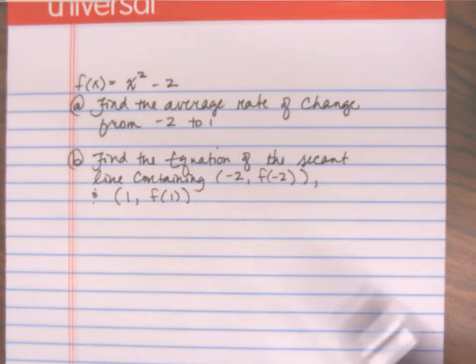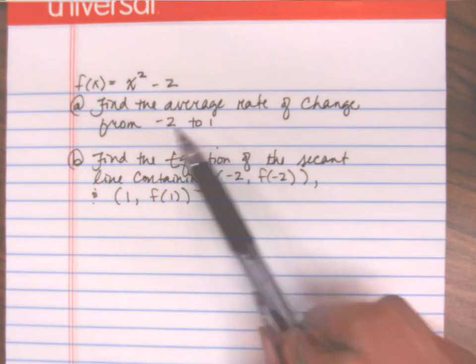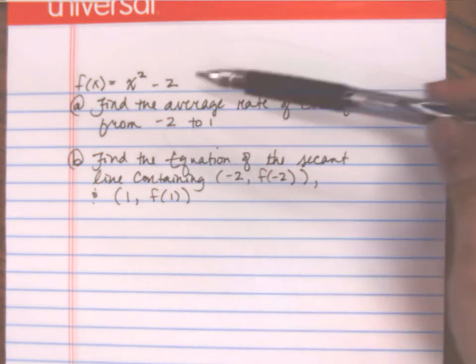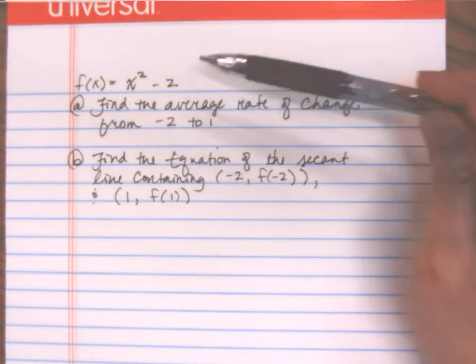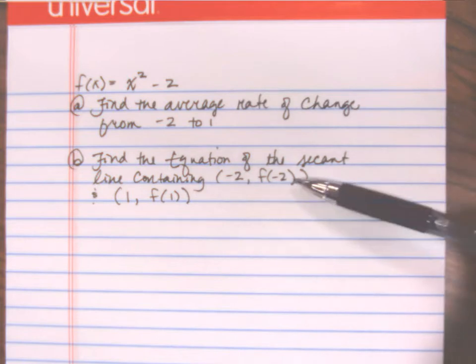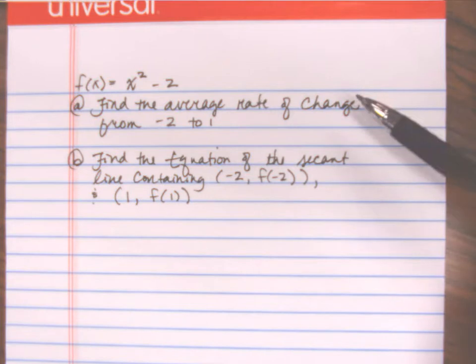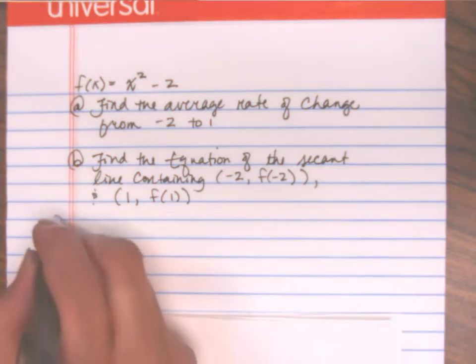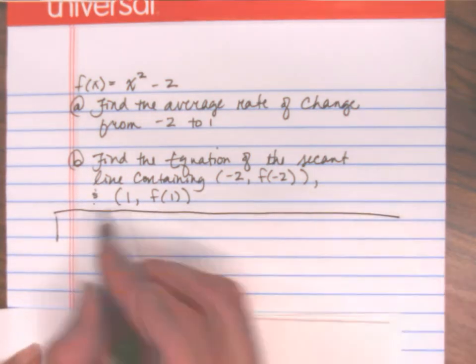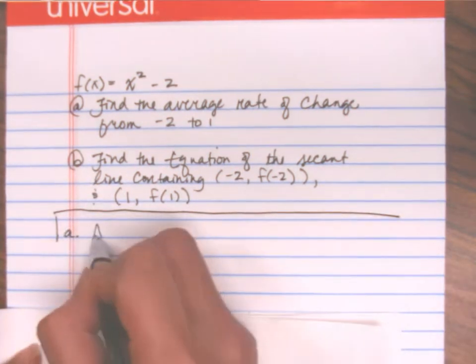Okay, so on our interval here, we're going to have to take these two values and actually evaluate them in our function to get those results before we can find the equation of the line or before we can find the average rate of change. Okay, so let's start with part A, the average rate of change.